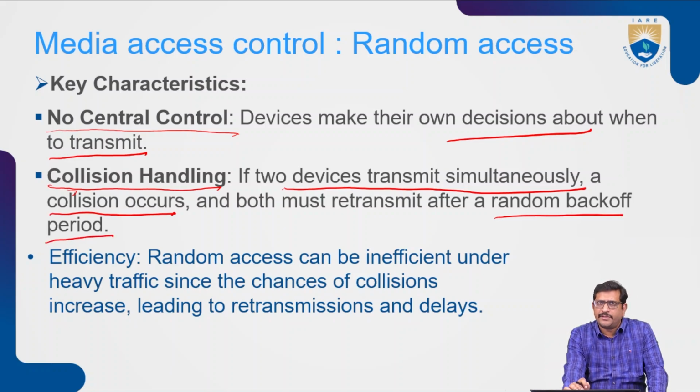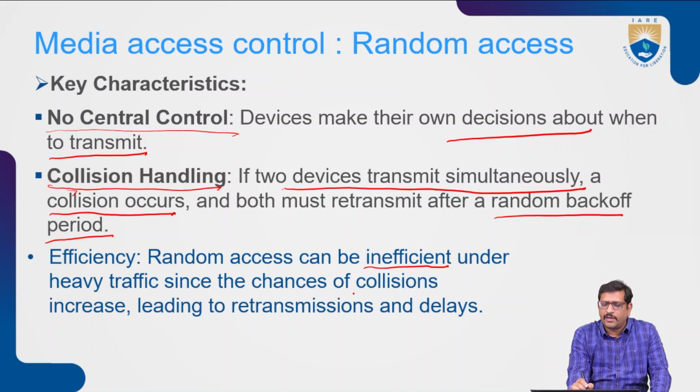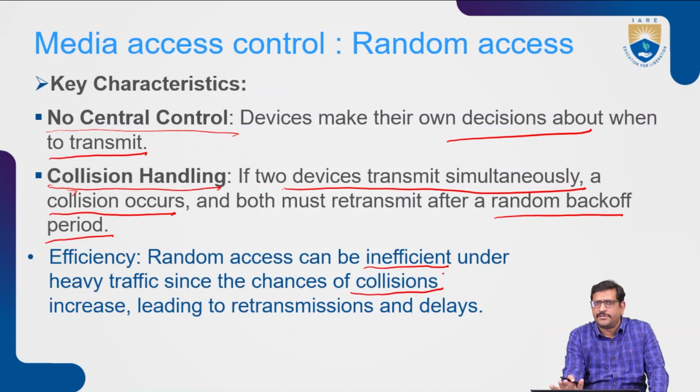And also efficiency. Efficiency is another key characteristic of a random access protocol in a MAC. Random access can be inefficient under heavy traffic. Suppose we are establishing communication over a large network, then it is inefficient. Why? Because in large networks heavy traffic will arise, and the chance of collisions will increase.